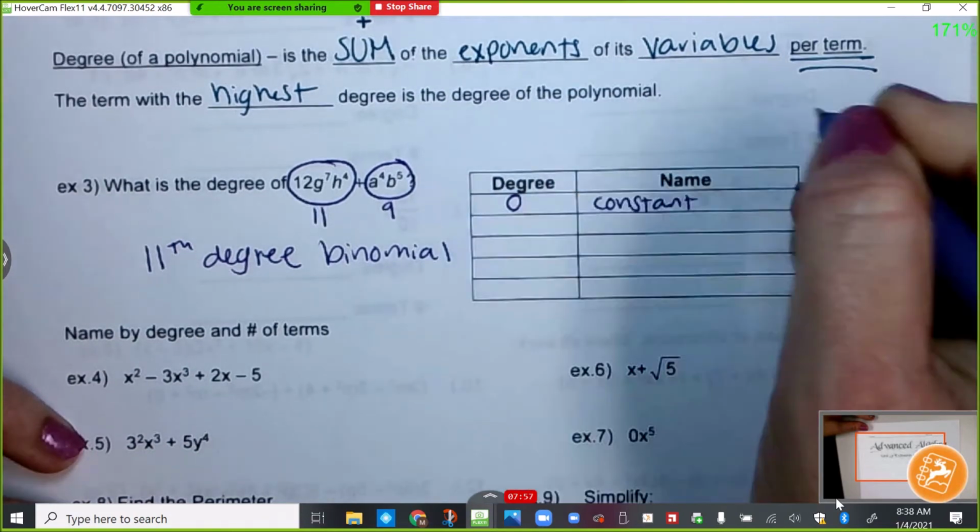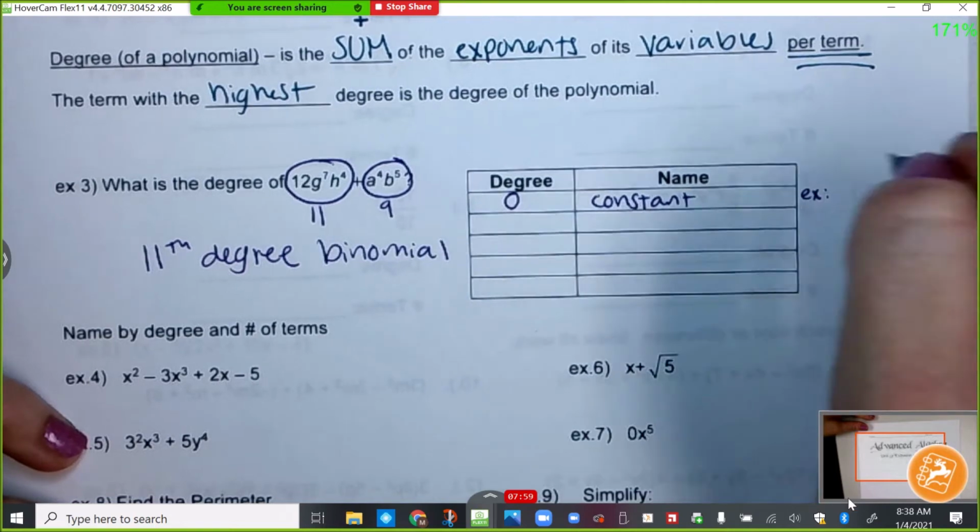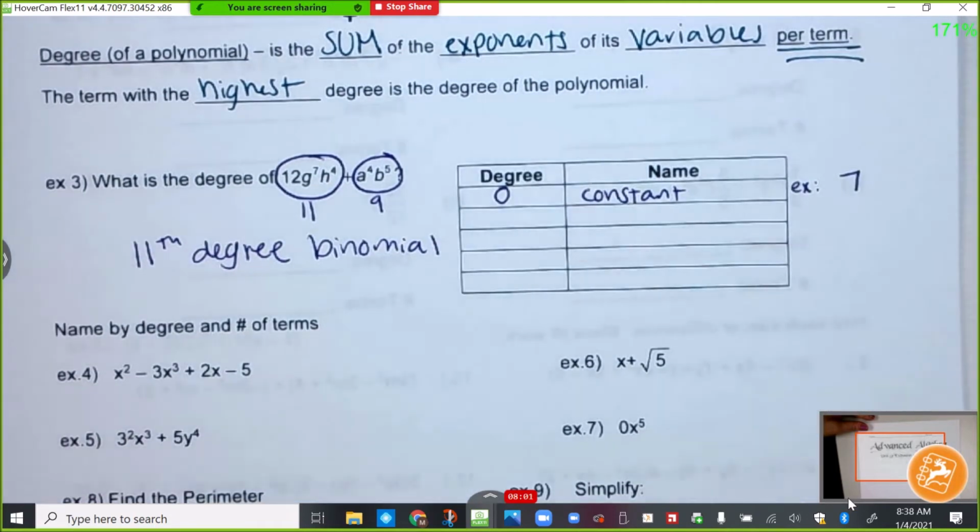So an example would just be a number, 7, because it says exponents of variables. If there's no variables, there are no exponents. Does that make sense to add? So that's how that's a 0. It's just a number, no letters. Okay?